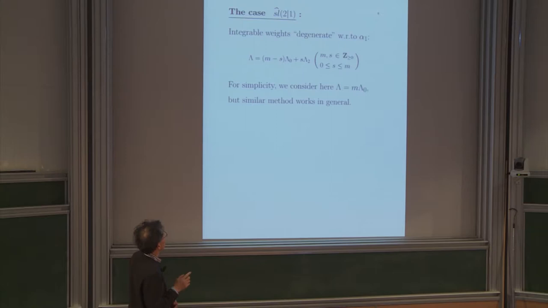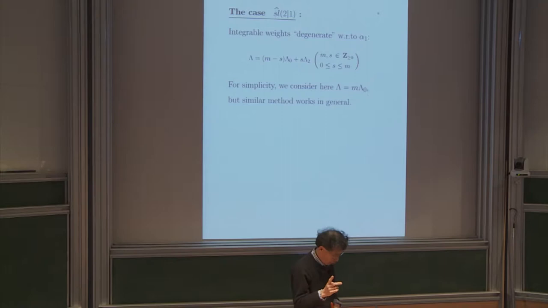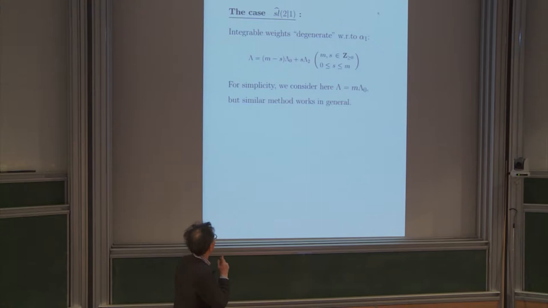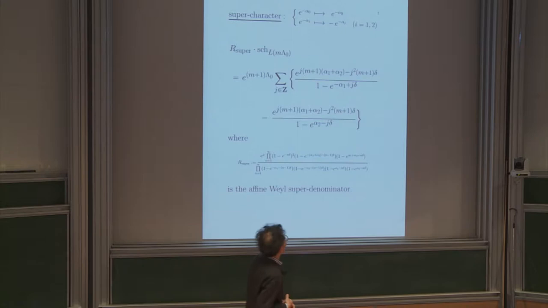The general integral weight, which vanishes at α1, an odd simple root, is written in this form: (m−s)Λ0 + sΛ2. Our method works for any s, for a general weight, but for simplicity, in this talk I would like to consider the case λ equals mΛ0. Generally, the super character has a better property than the characters from the view of the modular transformation. So we'd like to consider the super characters.